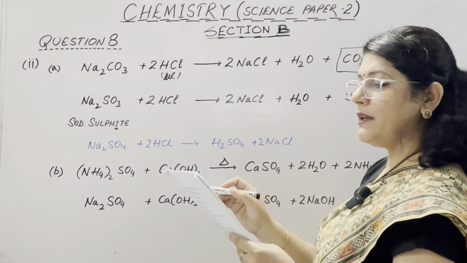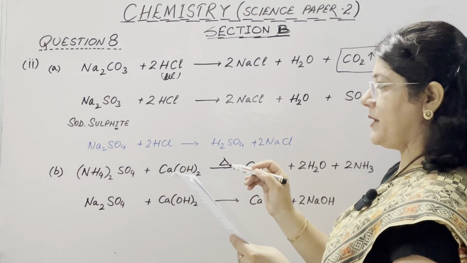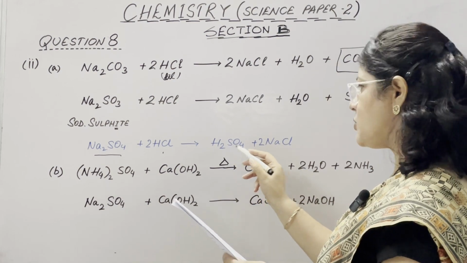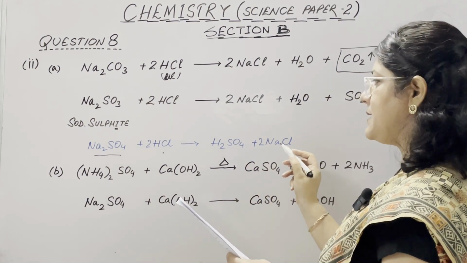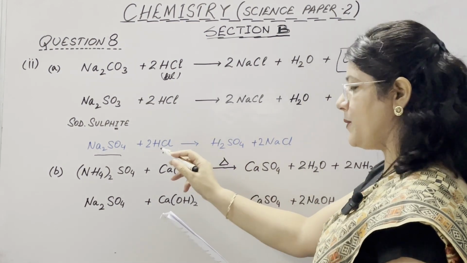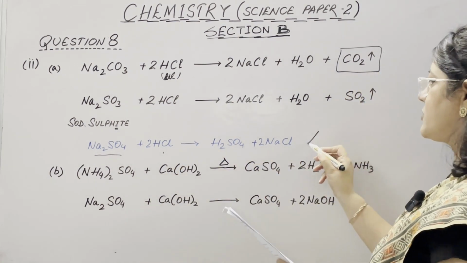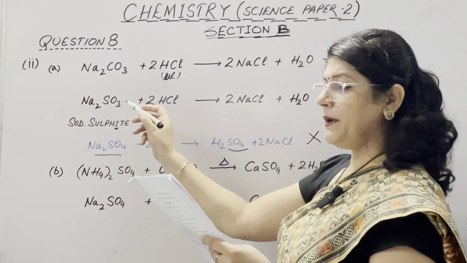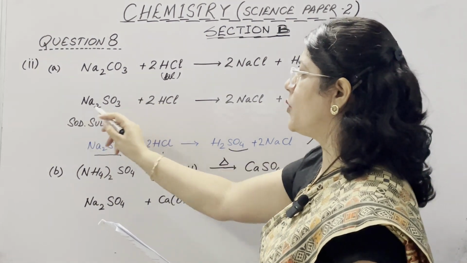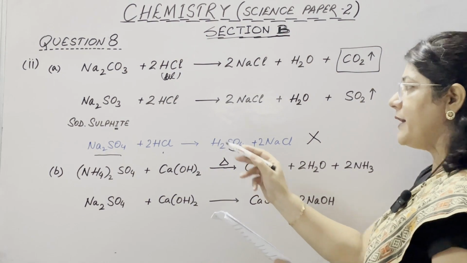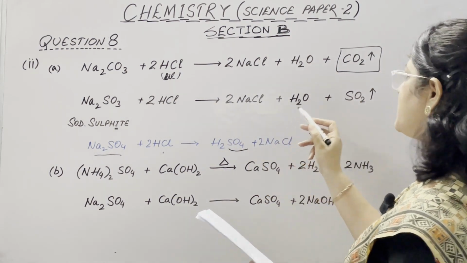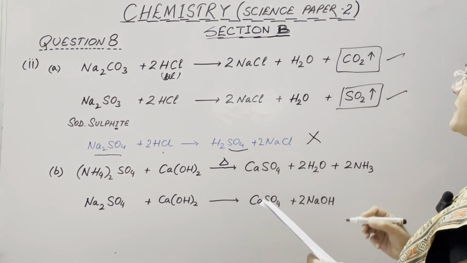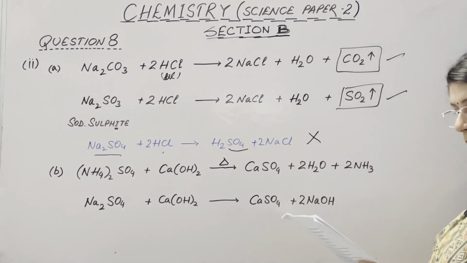In the question, it is given sodium sulfate by using dilute HCl. If we use sodium sulfate with dilute HCl, then H2SO4 is produced along with NaCl, but this reaction will go in the opposite direction. So according to me, this reaction is not possible. Sulfate is not possible, so I am taking sulfite over here. I am taking sodium sulfite along with dilute HCl. Then NaCl is produced along with water, and here sulfur dioxide gas is produced. So this is the distinction between the products over here.